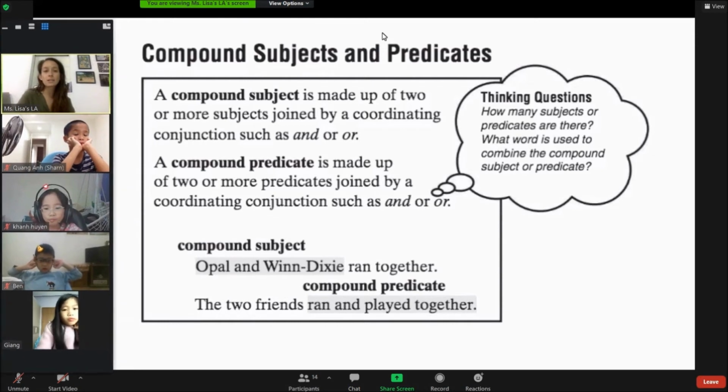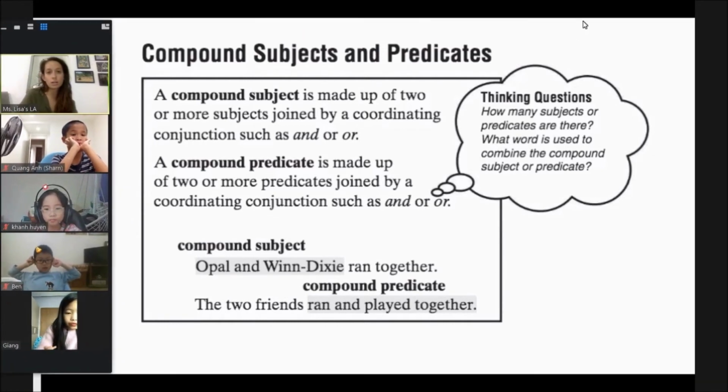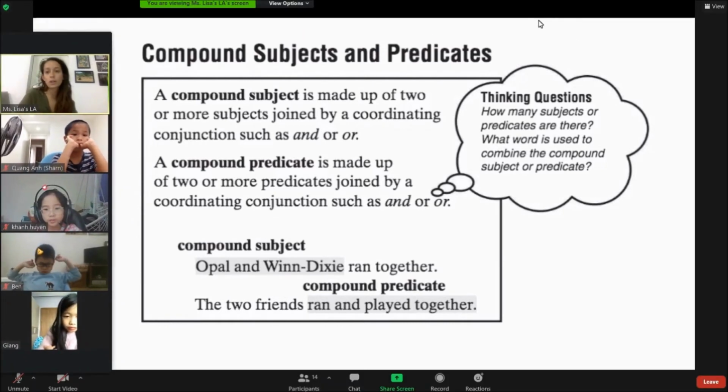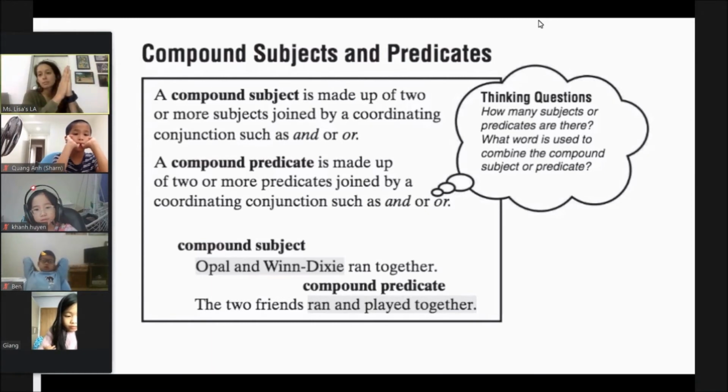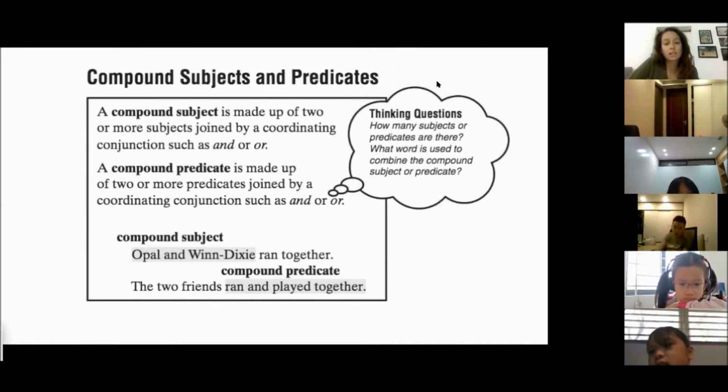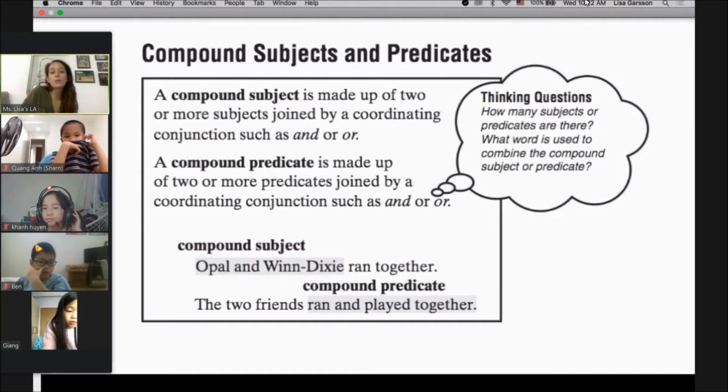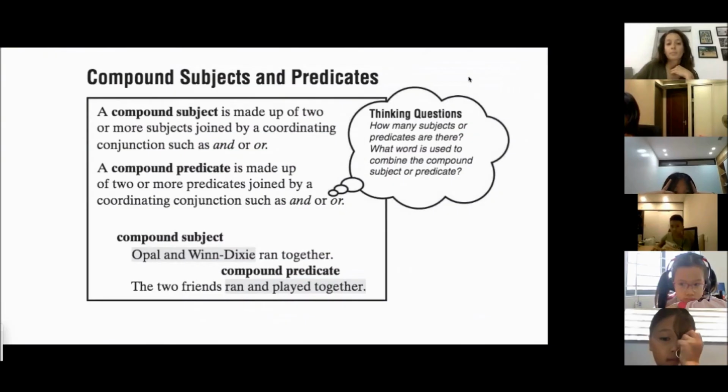Compound predicates and subjects are 2 subjects or 2 predicates joined together. A compound predicate is made up of 2 or more predicates joined by a coordinating conjunction such as and or. So looking at our example sentence, Opal and Winn-Dixie ran together.